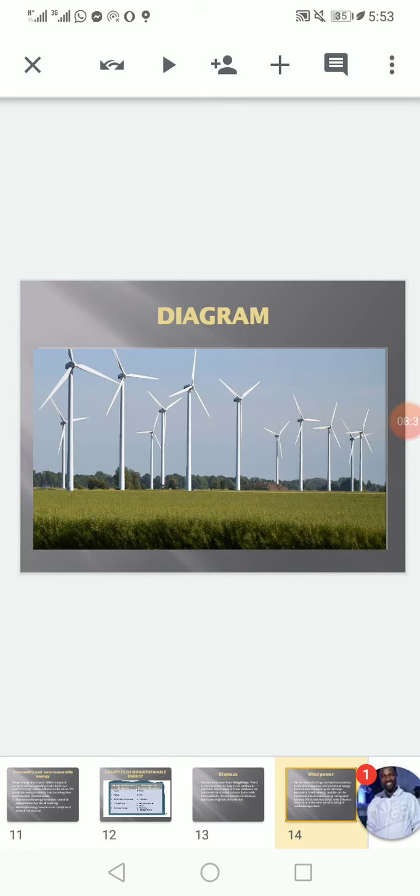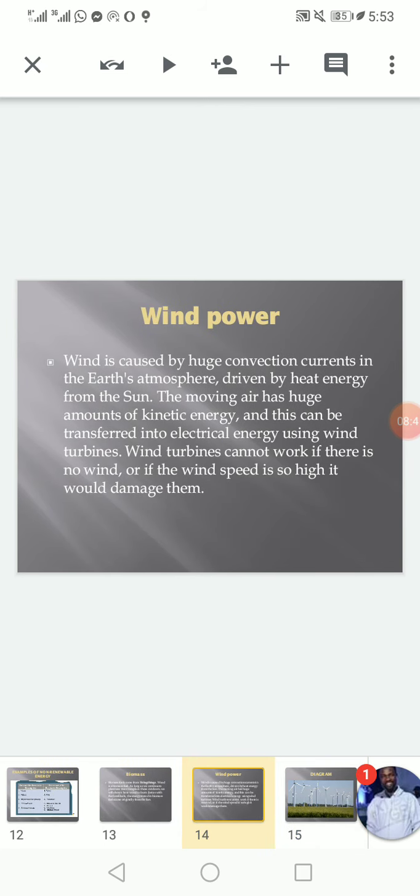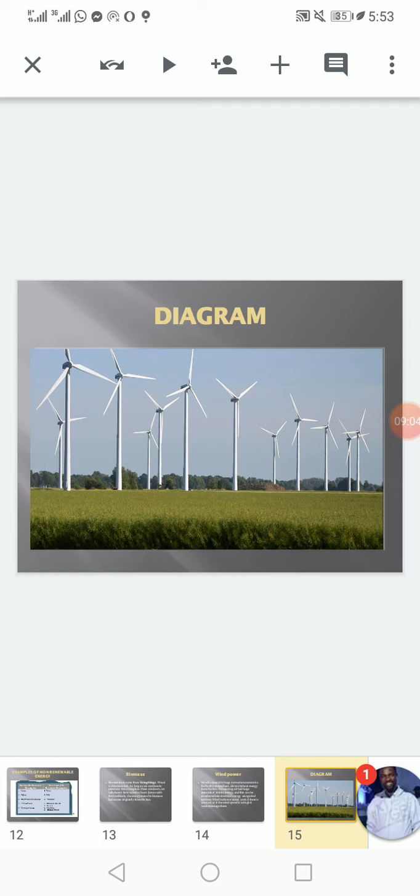Another thing that we want to look at is wind power. Wind is caused by huge convection current in the Earth's atmosphere, driven by heat energy from the sun. The moving air has huge amount of kinetic energy, and this can be transferred into electrical energy using wind turbines. Wind turbines cannot work if there is no wind, or if the wind speed is so high, it will damage them. So this is what a wind turbine is, which can be used to generate electricity. But wind has a disadvantage, such that if there is no wind, it will not work properly. And again, if the wind is too much, it can damage the turbine.